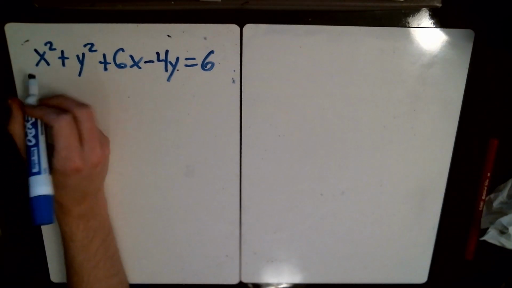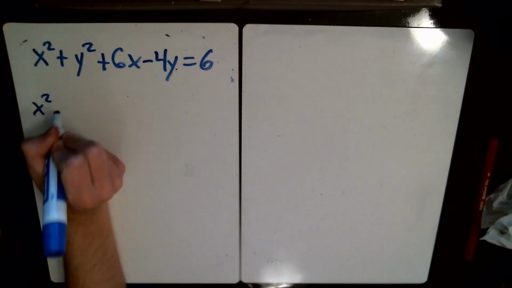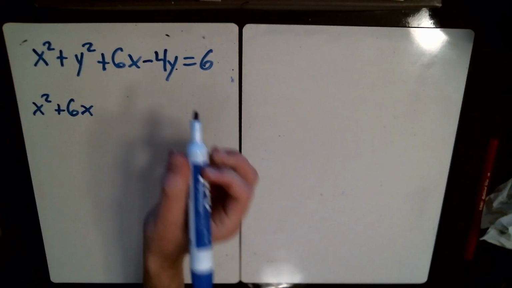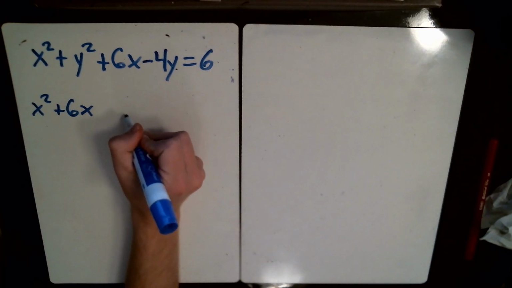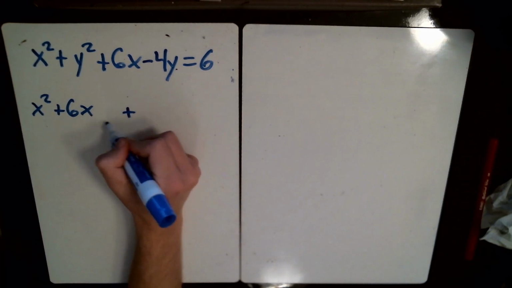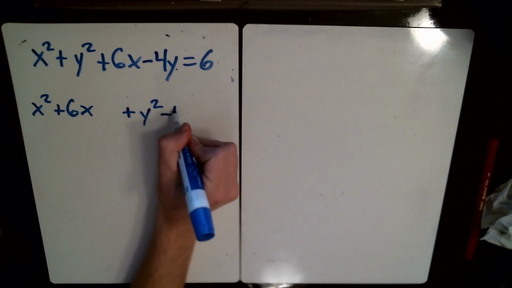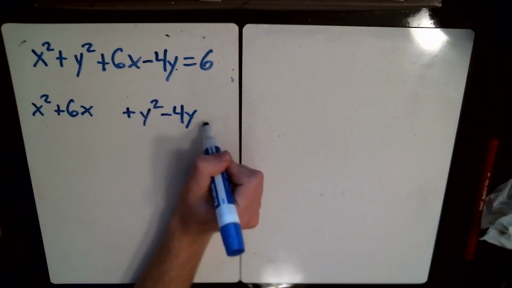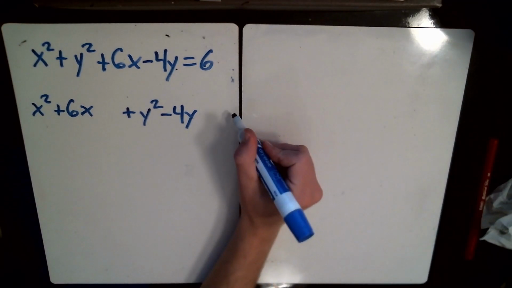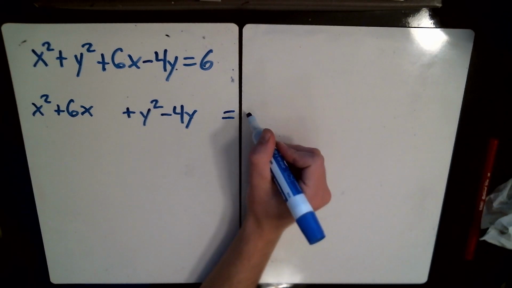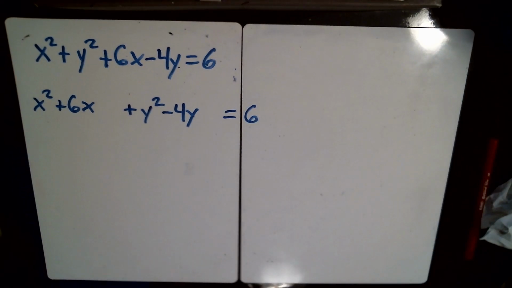So what I'm going to do first is try to get the x's and the y's grouped together. I'm going to move that 6x next to the x squared, and I'm going to leave a blank there because I'm going to be adding something in to make it a perfect square. And then I'm going to do y squared minus 4y. And again, I'm going to add something to that to make it a perfect square as well. So this is all still equal to 6. Okay? So we just put our x's and y's together, and then we're going to turn each of those into perfect squares. Well, what perfect squares will they be?